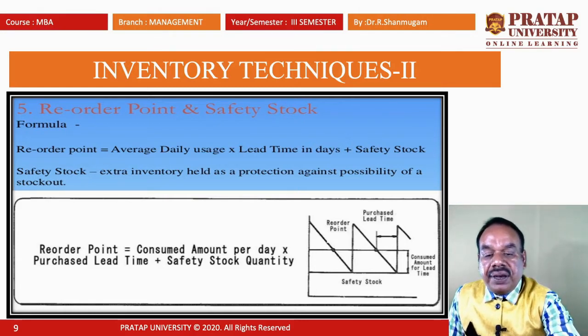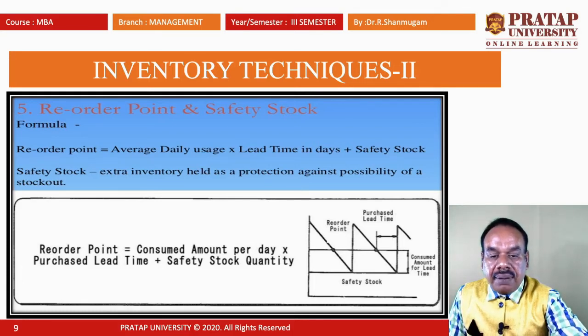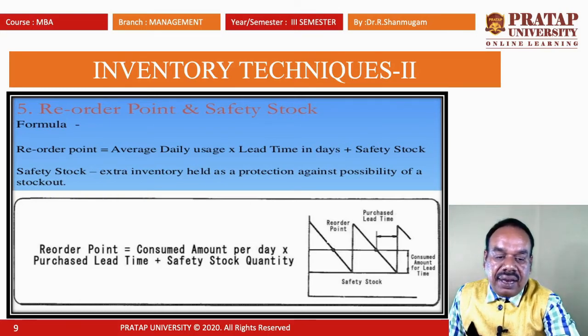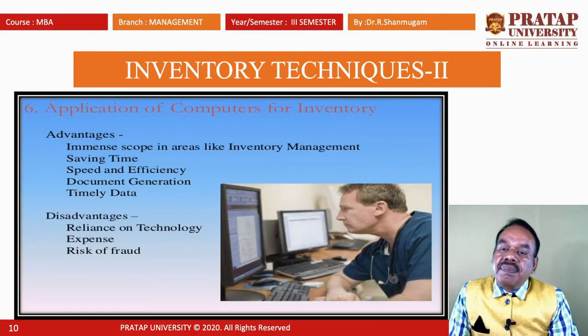Then after a period of time, again it goes to consumption amount of lead time. Then the graph shows the ups and downs there. So where the reorder point, the cutting point, will be the reorder, and then purchase lead time, everything was given. And then application of computer for inventory, how they are maintaining the inventories in computers.